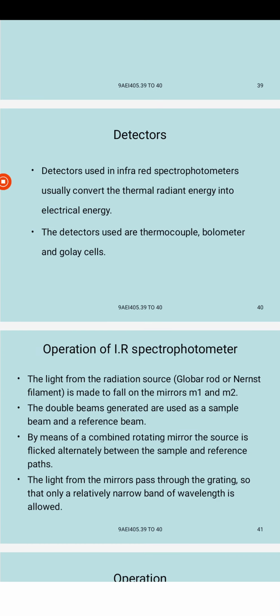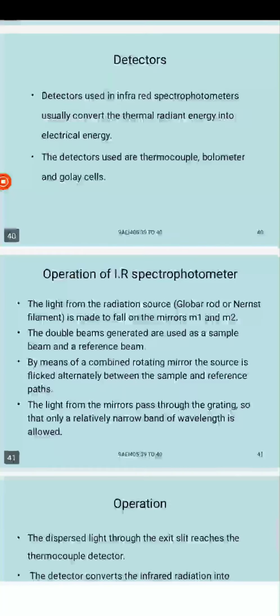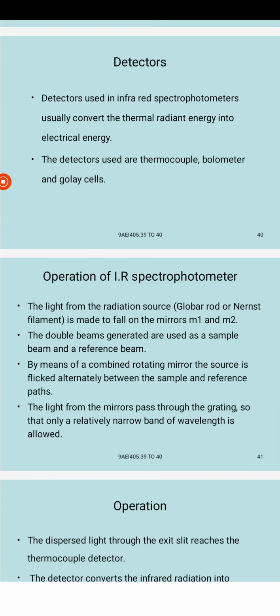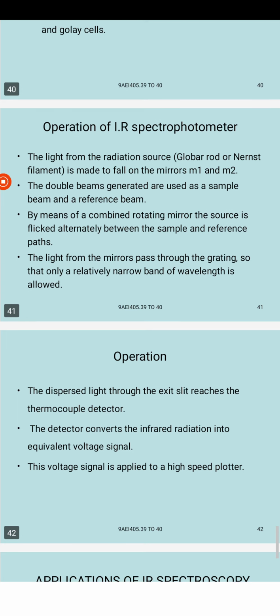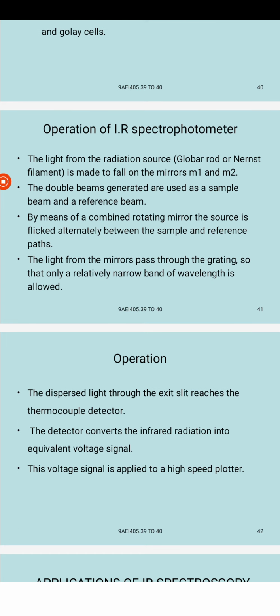Detectors. Detectors used in infrared spectrophotometers usually convert the thermal radiant energy into electrical energy. Detectors used are thermocouple, bolometer, and Golay cells. We can discuss the operation of IR spectrophotometer.